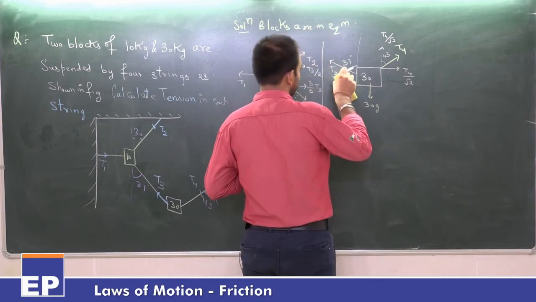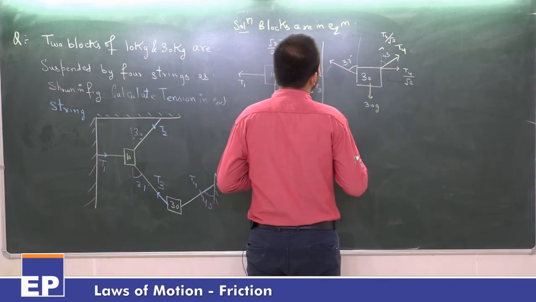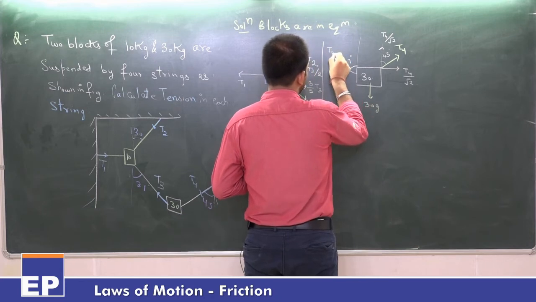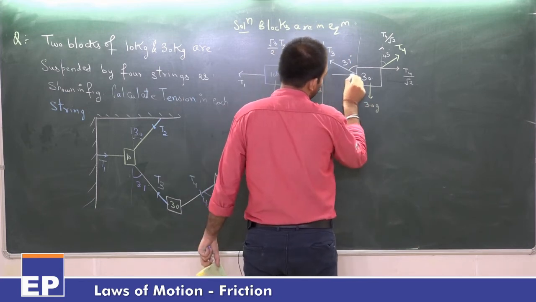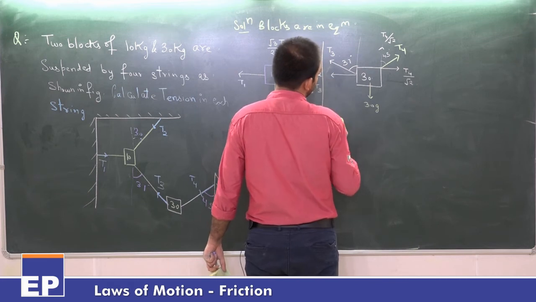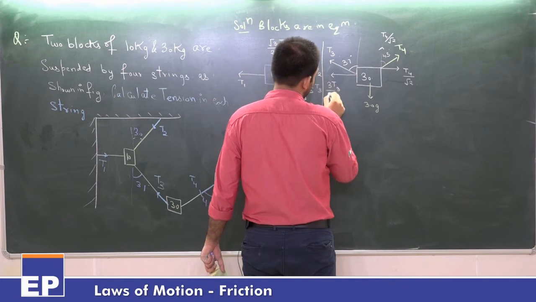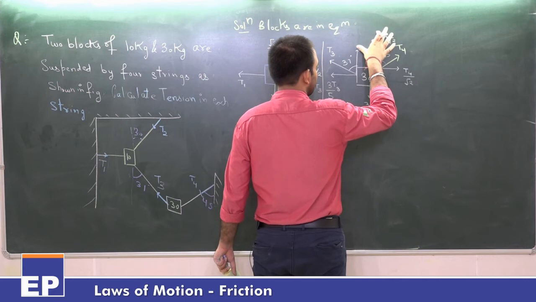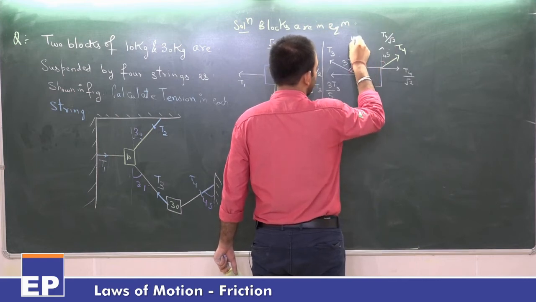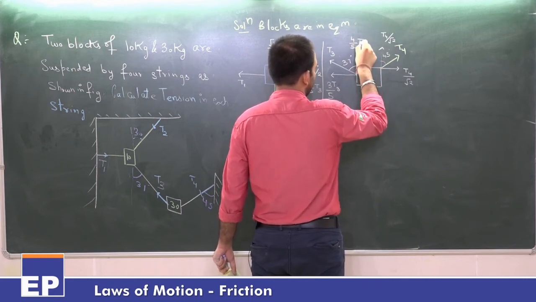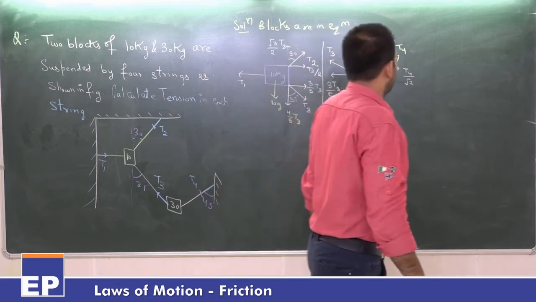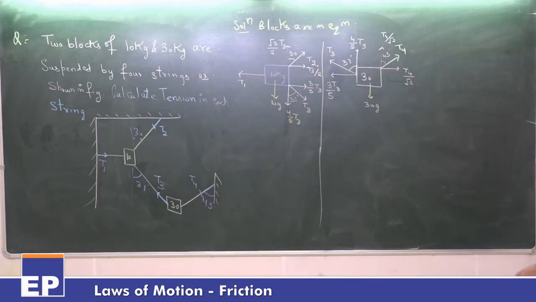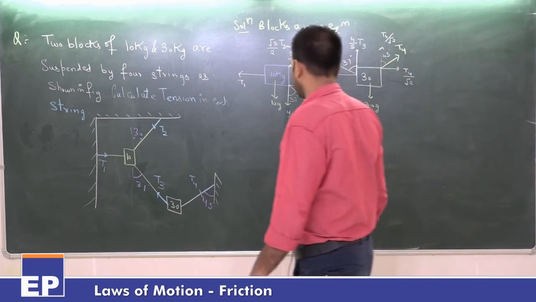Similarly, this is T3. T3 का sin 37. Sin 37 is 3 by 5. T3 का cos 37. Cos 37 is 4 by 5. Now, both the blocks are in equilibrium. If both blocks are in equilibrium, then net force should be 0.